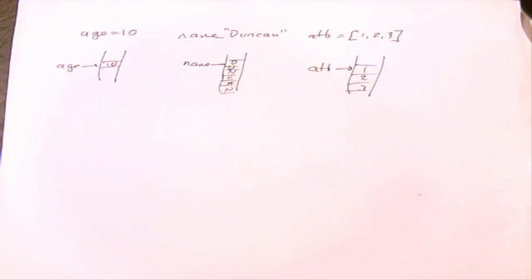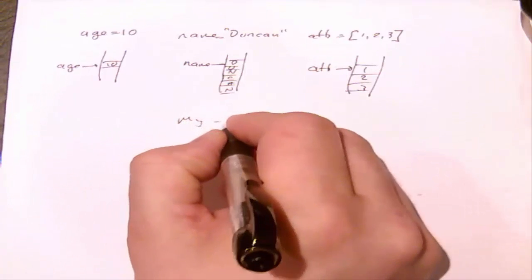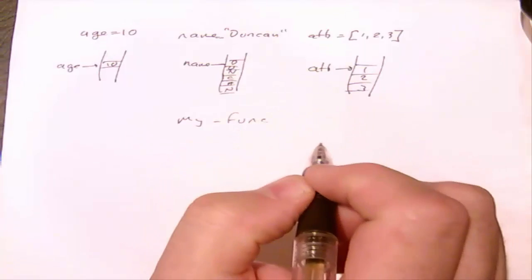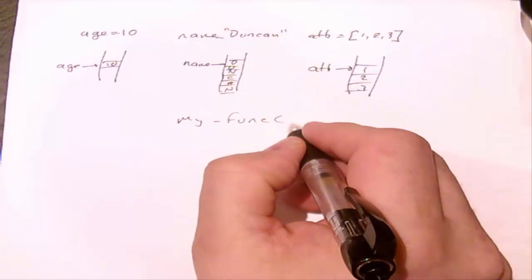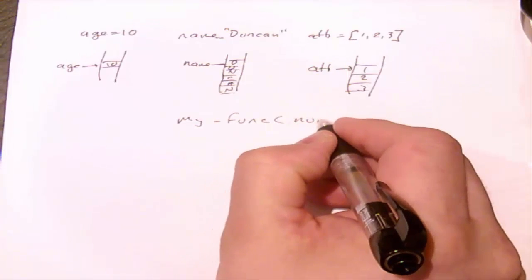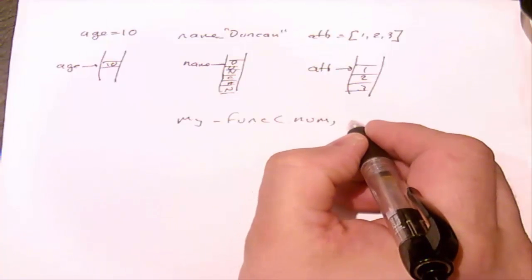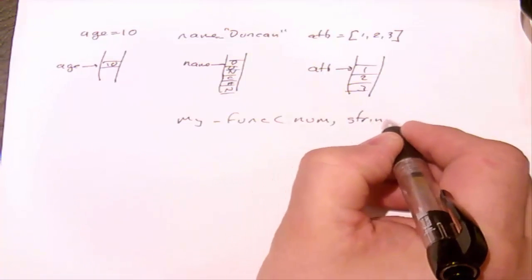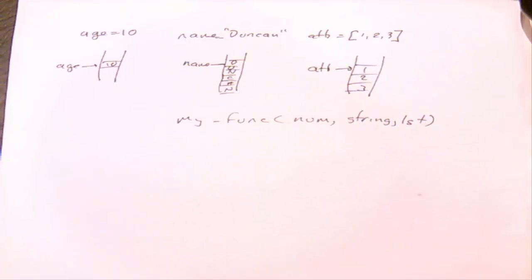So we were running fine in main. We then went and called the function my function, and remember the way that we pass stuff in. We pass stuff into my function, and when we define my function, what we were passing in were called num, string and lst. So what actually happened?